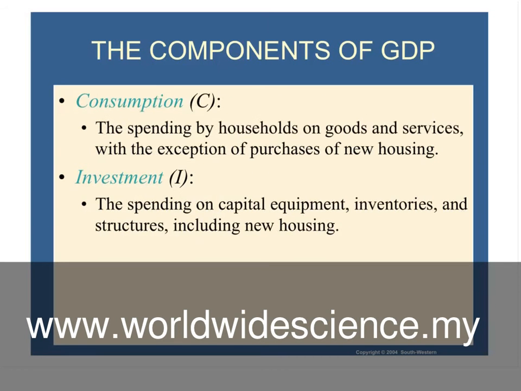So what is consumption? The spending by a household on goods and services with the exception of purchase of new housing. So when the household spends on goods and services except when they purchase a new house. Then investment, the spending on capital equipment, inventories and structures, including new housing. So buying a new house would be an investment, not a consumption. So spending on capital, inventory, structures, and new housing.